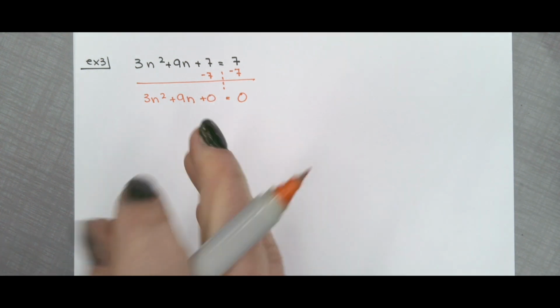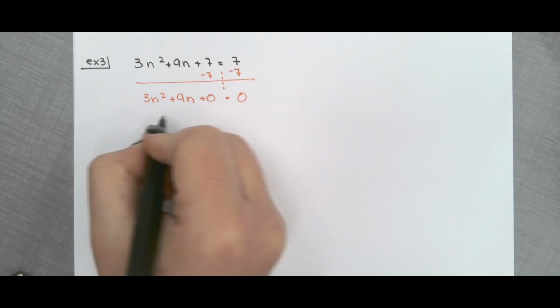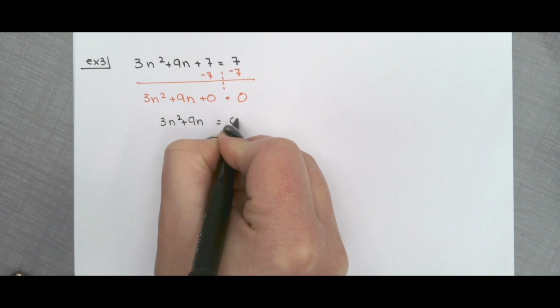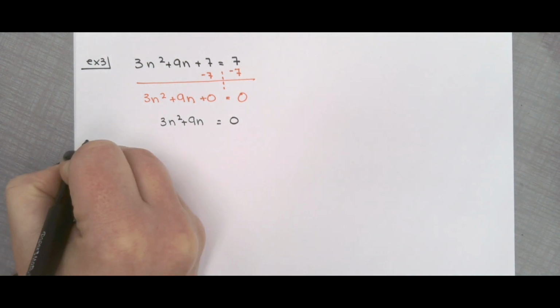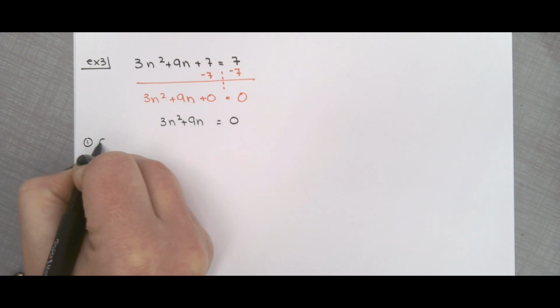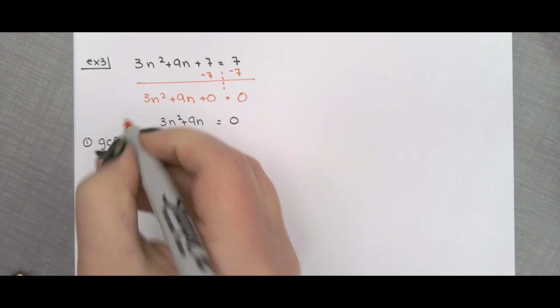Step number 2, I'm going to pull out a GCF. Now this 0 is bothering me, so I'm just going to not write it. So then we're going to solve by factoring GCF. I got a 3n squared plus 9n. What's my GCF? 3n, good. So then we're going to divide by 3n.